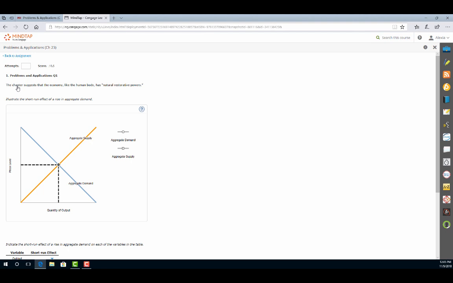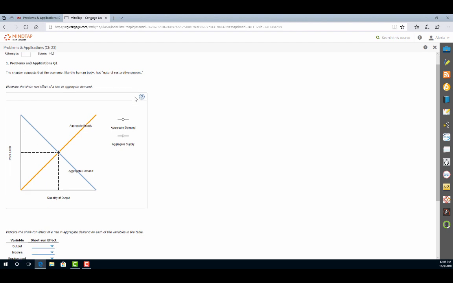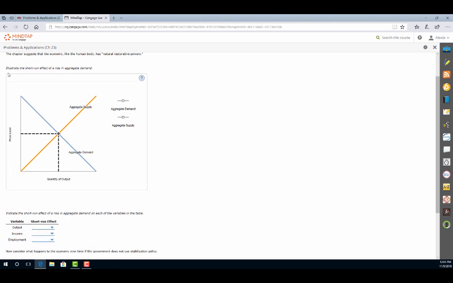So this is still using aggregate demand and aggregate supply. So the first question says, the chapter suggests the economy, like the human body, has natural restorative powers. It says, illustrate the short-run effect of a rise in aggregate demand. A rise in aggregate demand implies there's going to be an increase in your aggregate demand, so it will shift to the right.